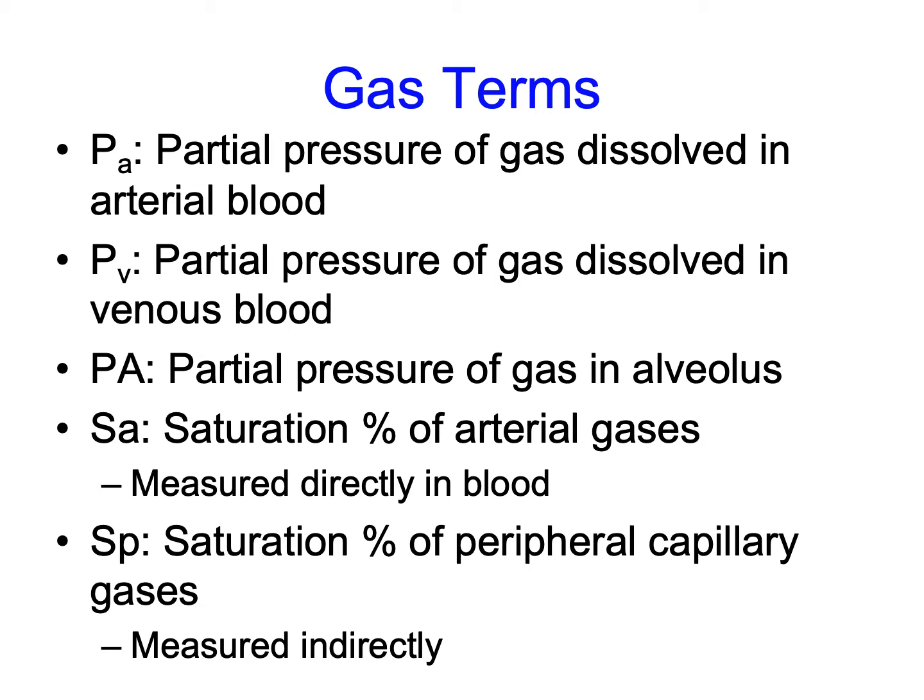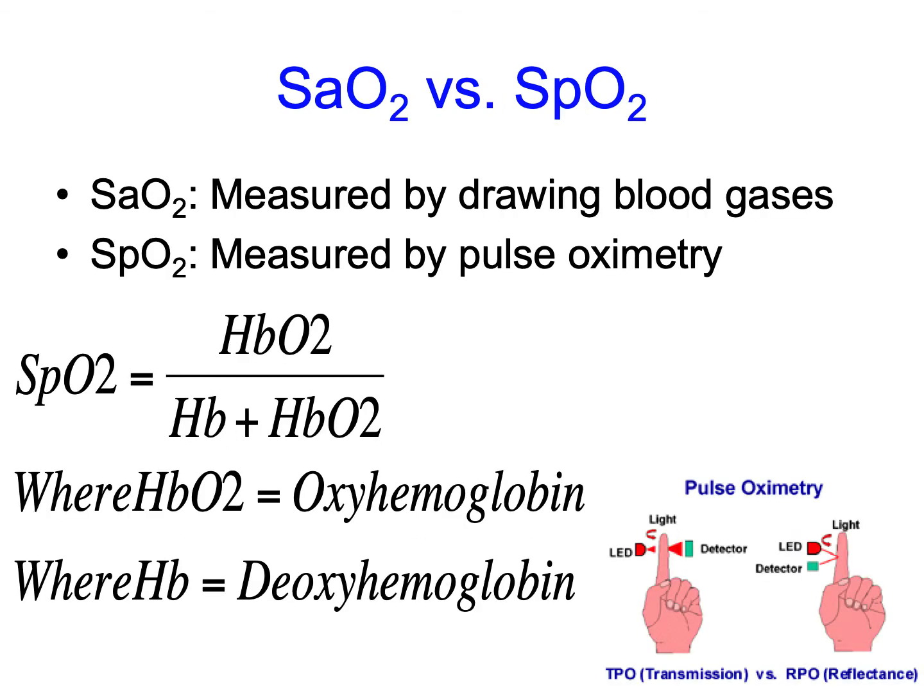Okay, gas terms, I'm not going to go through these. You can read through these on your own. What I do want to come to is the difference between SaO2 and SpO2. Okay, so the only way that we can find the saturation of oxygen in our arteries is through blood draws, or ABGs, right? You will talk about arterial blood gases later on this semester. Joy Cherry is going to be doing a recorded online video for you on that. She does a very good job explaining ABGs, okay?